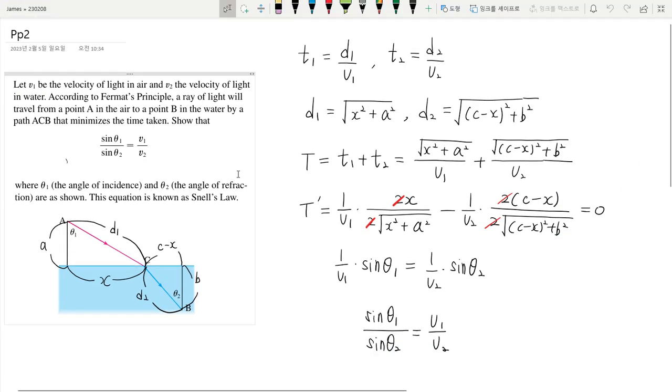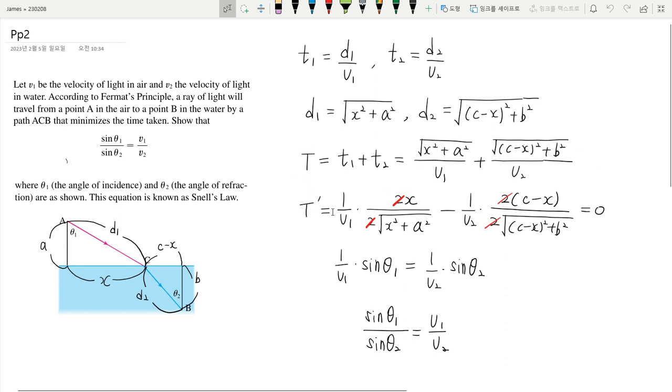And using the Pythagorean theorem, d1 is the square root of x squared plus a squared, and likewise d2 is the square root of c minus x squared plus b squared. So the total time, the large T, is the sum of T1 and T2, and we can substitute this square root for d1 and d2. And then to find the minimal time, we differentiate this function.